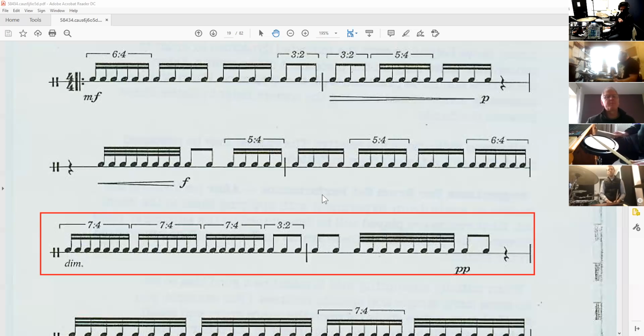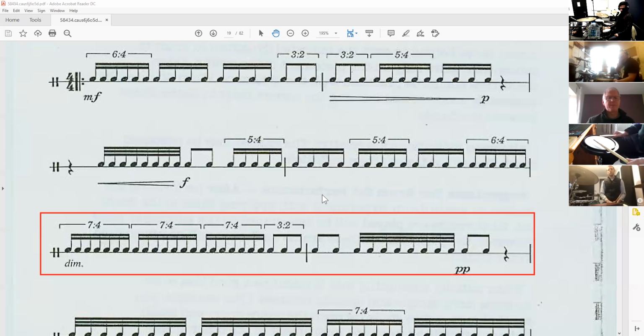1, 2, 3, 4. 1 and the get the 2 and the get the 3 and the get the 4 and the 1 and 2 and the 2 and the 3 and 4. 1, 2, 3, 4. 1 and the get the 2 and the get the 3 and the get the 4 and the 1 and 2 and 3 and 4.